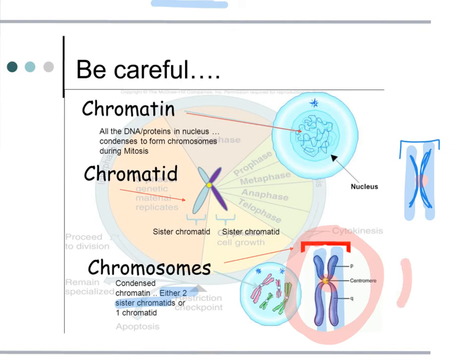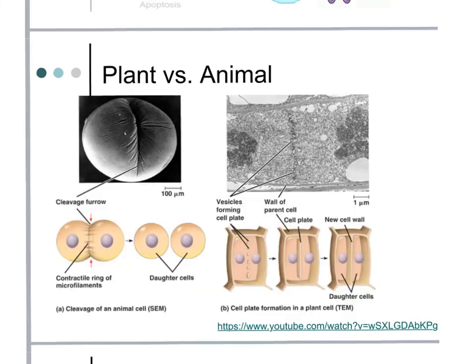Once they're split up, then we actually have 2 chromosomes. So it's definitely a bit confusing. Now, when we're talking about differences in mitosis between plants and animals, in animals we have that cleavage furrow and happy day, 2 daughter cells, easy as that.